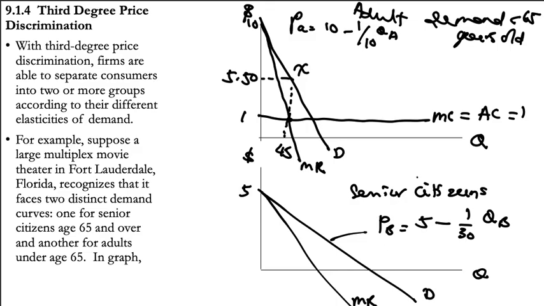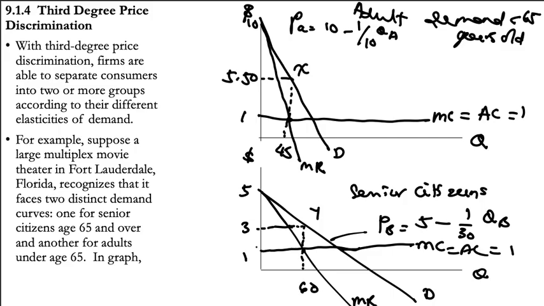Again, the movie theater owner is producing the same type of product, so they have the same marginal cost. Here the marginal cost is still 1. So marginal cost equals AC equals 1. MR equals MC at this point, and then the price is here. The price here is, let's say, 3, here is 1, and the quantity here is, let's say, 60. Let me label this point as point Y. This point is point C and point E.